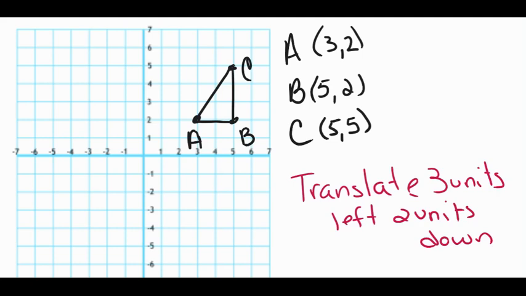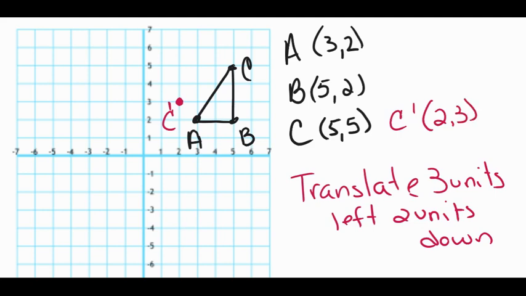to move each point. So I'm going to start with point C, and I'm going to move it 3 left and 2 units down. 1, 2, 3, 1, 2, and my new C point would go here, and I'm going to call that C prime. Okay, and the coordinates for C prime are 2, 3.